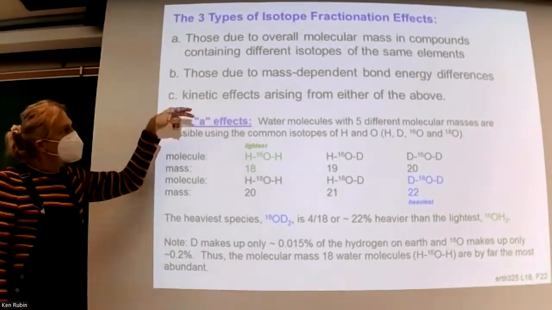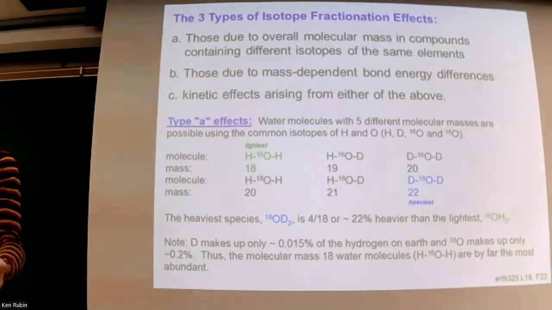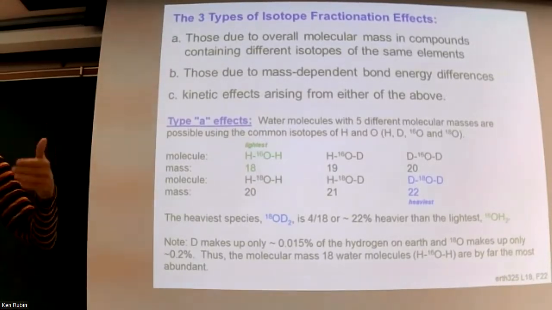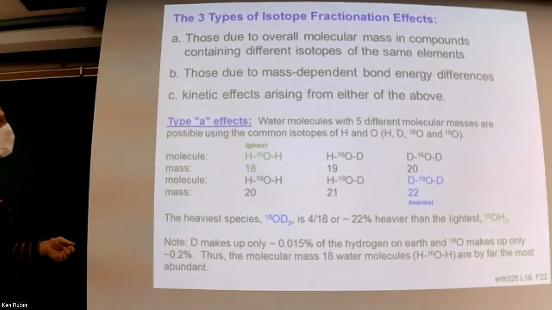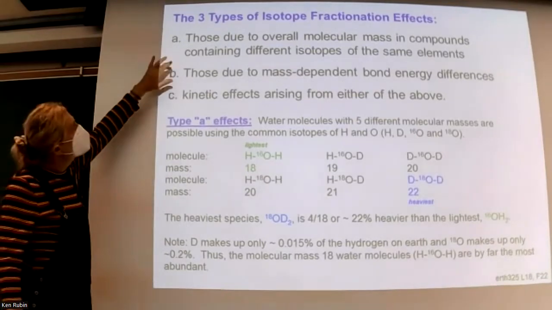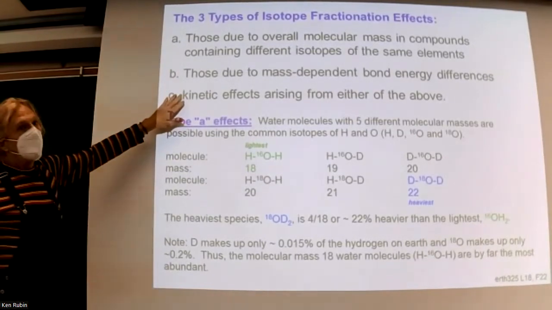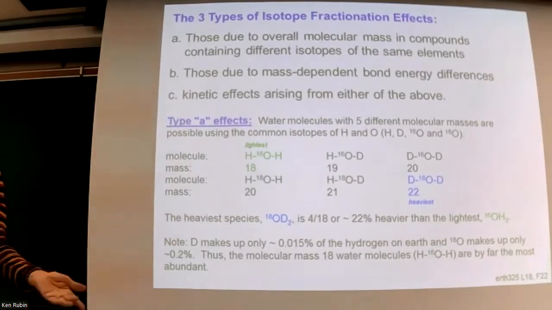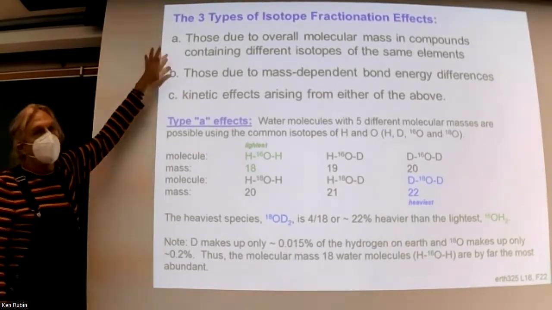Remember, kinetic effects are things that speed up or slow down chemical reactions as a function of the conditions that are present. And it turns out that in both of these cases, kinetic effects, if we don't let the system reach chemical equilibrium, magnify the size of the effect.